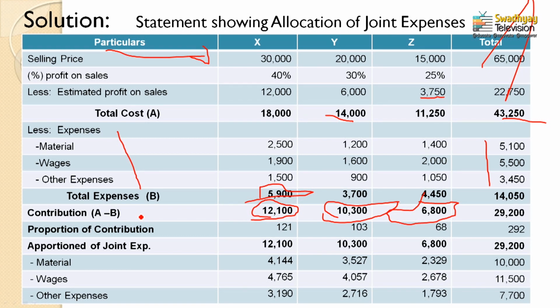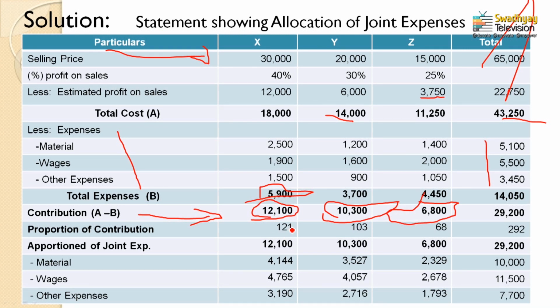Now what next? This is the final part of the solution. After we find the remaining expenses or remaining cost, we find the proportion of these expenses. How can we find the proportion of these expenses? We just try to remove the common zeros.